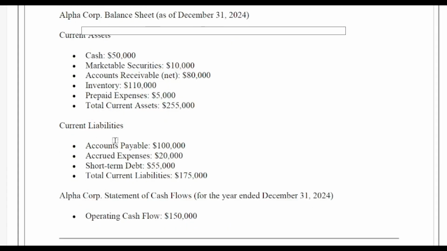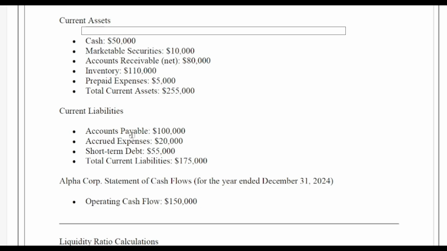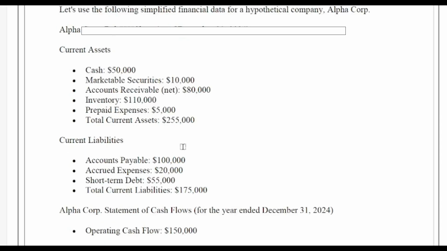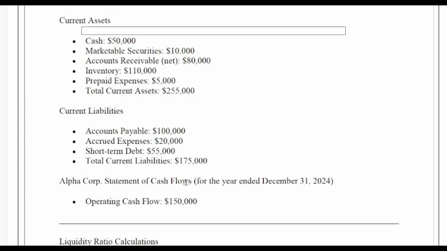The current liabilities are also listed here: accounts payable 10,000, accrued expenses 20,000, short-term debt 55,000, and the total current liabilities are 175,000. The statement of cash flow also shows an operating cash flow of 150,000.